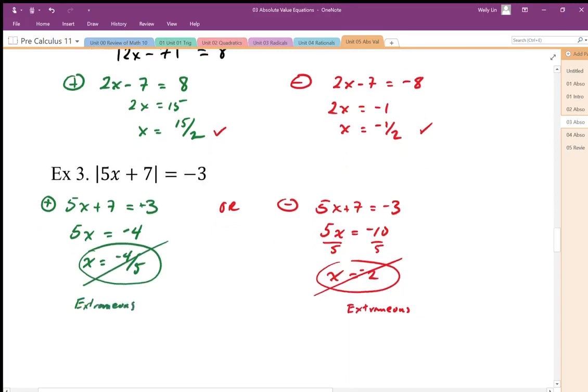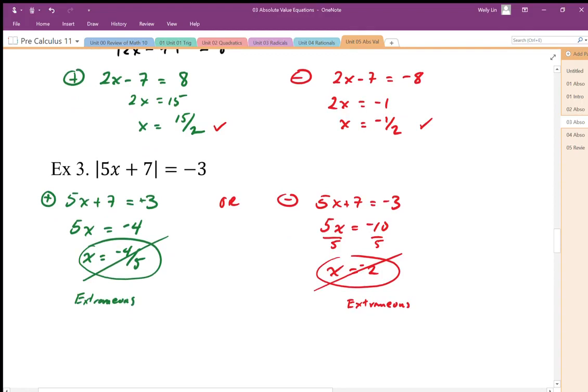Now some of you may be saying, well, Mr. Lin, why did you even check it? Why did we even solve this? Because we could see that there's going to be no solutions. When we try to undo this, we're going to say that the absolute value equaled negative 3. Well, that's not true, so there's no solution here. The absolute value cannot equal this negative. If we recognize that from the very beginning, we already know from the get-go that this is no solution.